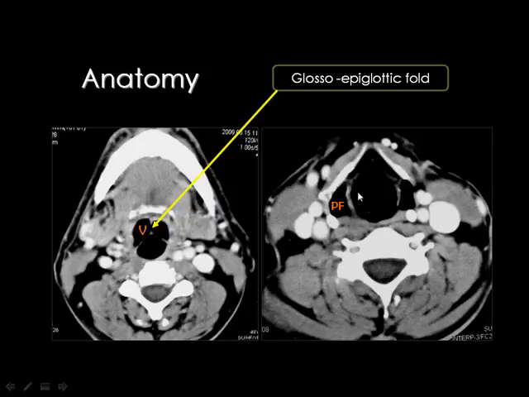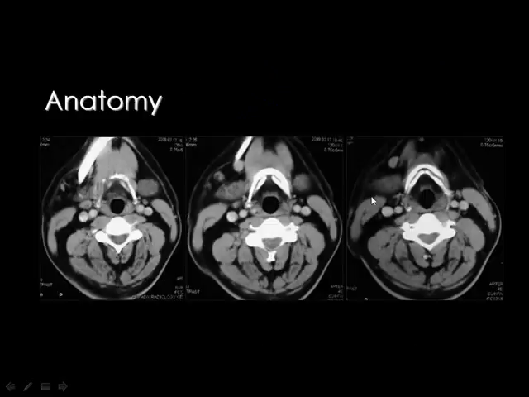Then the epiglottis continues inferiorly as the aryepiglottic fold, bordering medially the piriform fossa on both sides, and this is the laryngeal lumen. Whenever you go more inferior, you can see this is the epiglottis, this is the pre-epiglottic space, and here you can see the hyoid bone, the mouth floor muscles, and this is part of the submandibular salivary gland on both sides. This is the sternomastoid muscle on both sides.